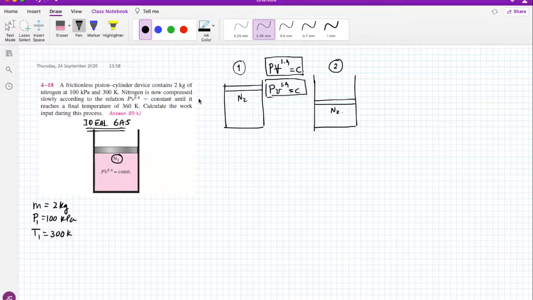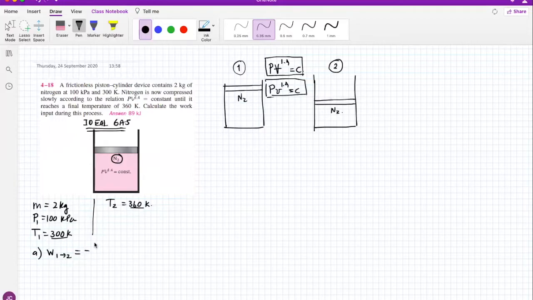Good. Now, until it reaches a final temperature of 360 Kelvin. So what I'm going to put over here is, well, let me just put it here. Now, T2 is 360 Kelvin. So it has gone from 300 to 360 Kelvin. Calculate the work input during this process. And they are telling you, okay, so let's just get the work when you go from 1 to 2.